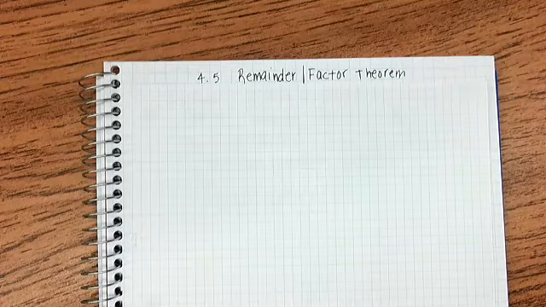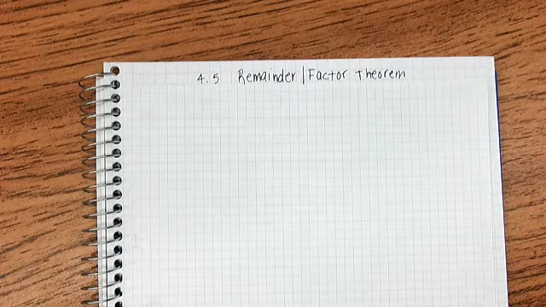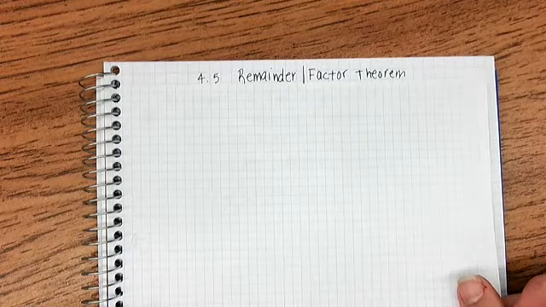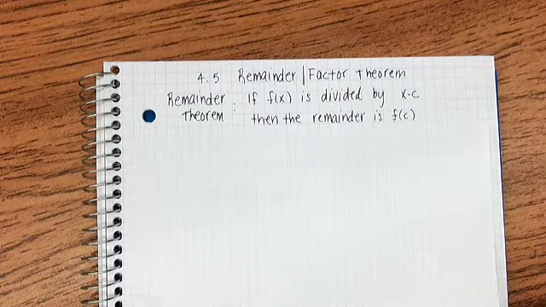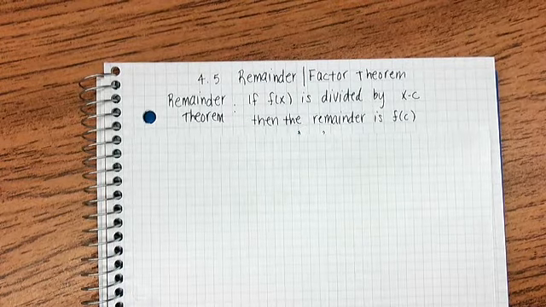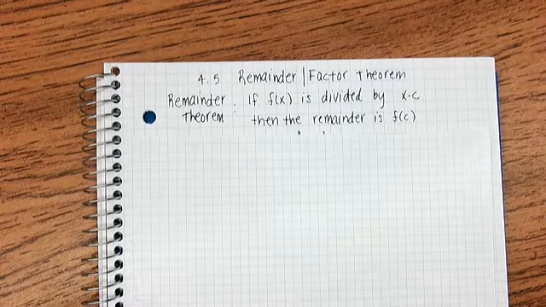This is the first section of 4.5, the remainder factor theorem. So we're going to start with the remainder theorem. And the remainder theorem says, if f of x is divided by x minus c, then the remainder is f of c.